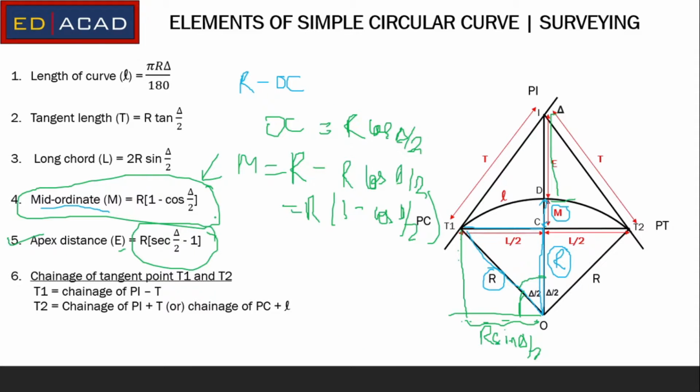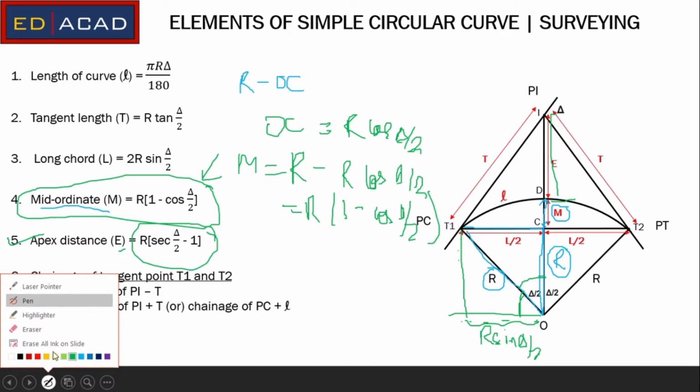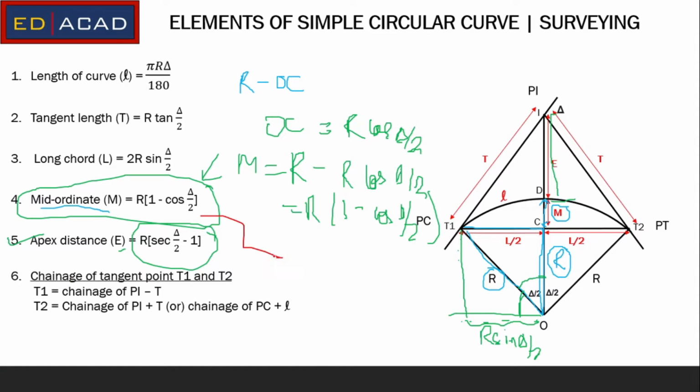Also, I would like to point out one thing here: this is sometimes referred to as R versine. You can make a note of it, it can be asked somewhere in any exam. R versine delta by 2. So basically 1 minus cos delta by 2 is sometimes referred to as versine delta by 2.